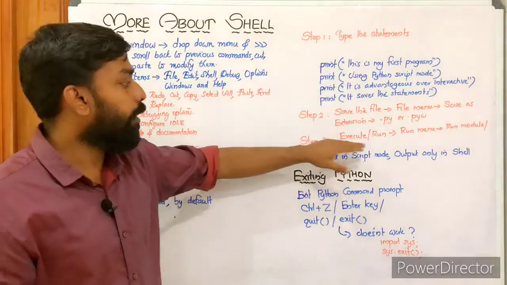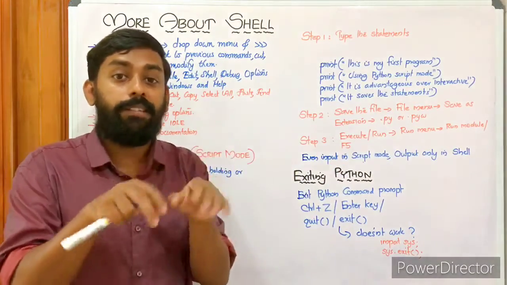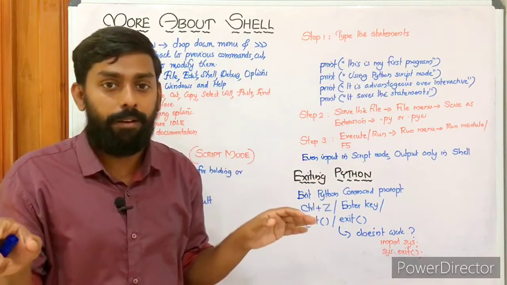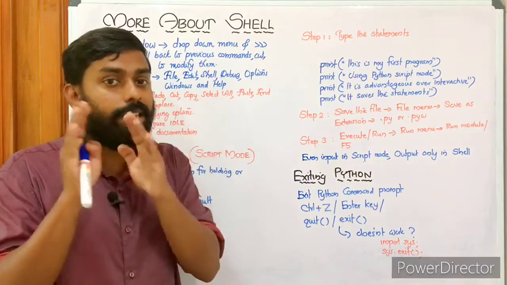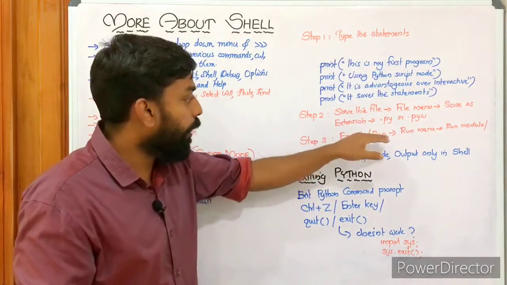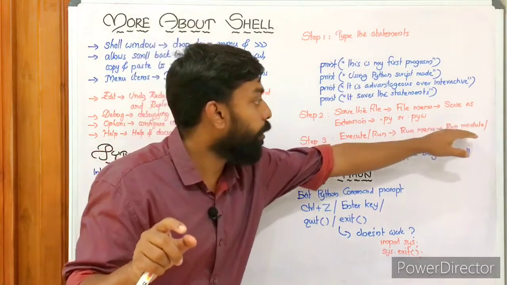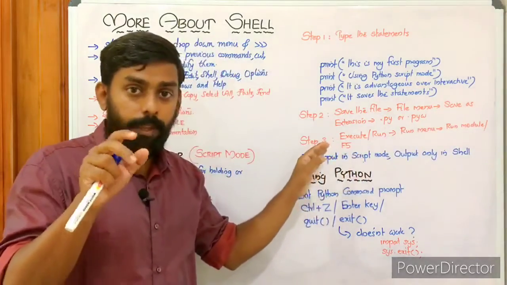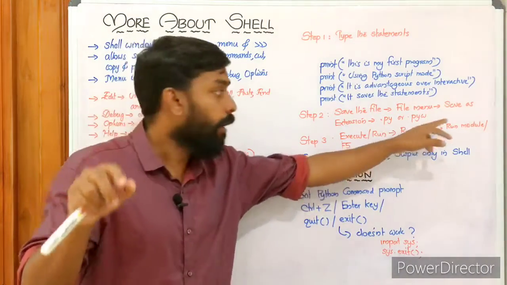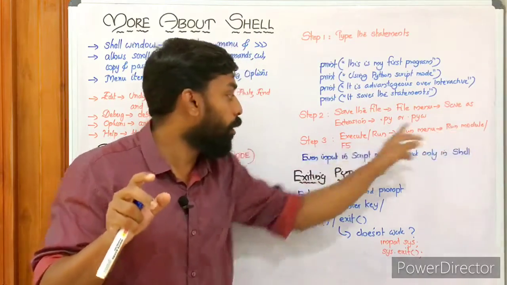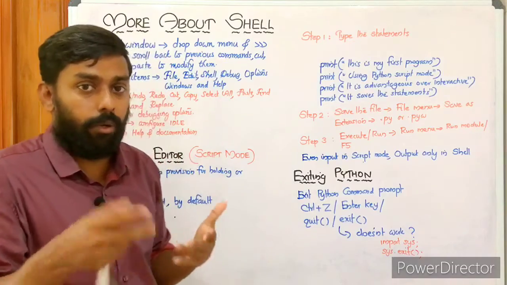Then you can go for run or execute. We have completed typing and saving. Now you can execute the Python statements. There is a Run menu, and we have an option called Run Module. Run Module or F5. F5 is the shortcut for execution or running.